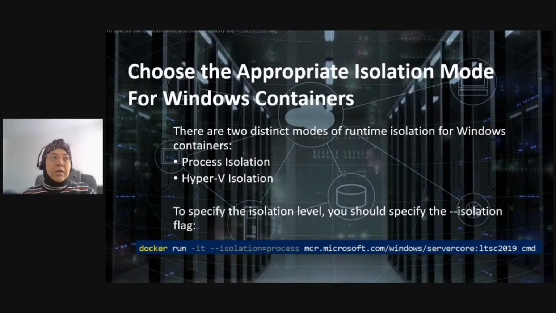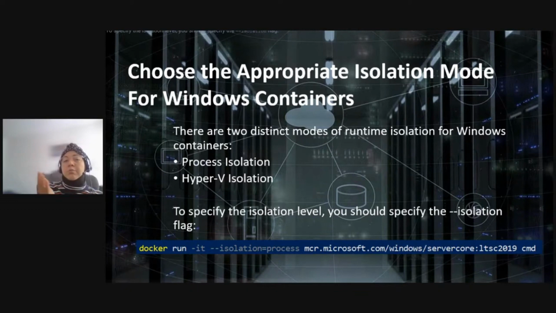This applies only to Windows containers. We need to choose the appropriate isolation mode for Windows containers. We have two modes for runtime isolation: process isolation or Hyper-V isolation. What is the difference between them?